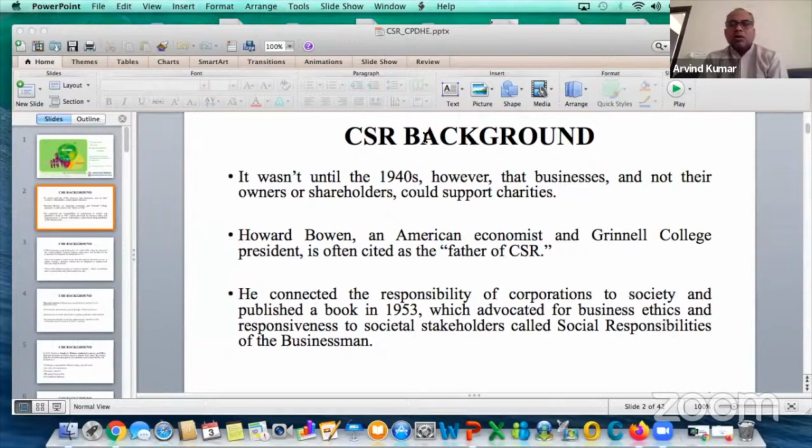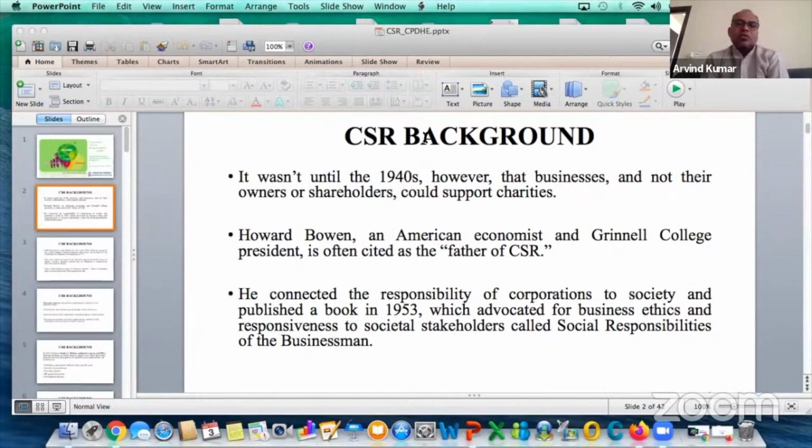So in the modern era, when I'm talking about the modern era, I'm talking about the 40s. Until the 40s, the business, and not their owners or shareholders, could support charities. This is a global scenario that I'm sharing. I've already said that in the Indian context, a lot of things have been done, a lot of temples were created, a lot of charitable institutions have been created, free of cost medicines were given to the people, and a lot of social welfare measures were taken by the industry people.